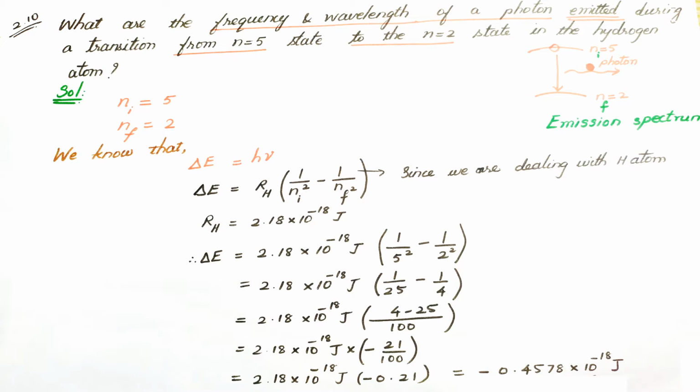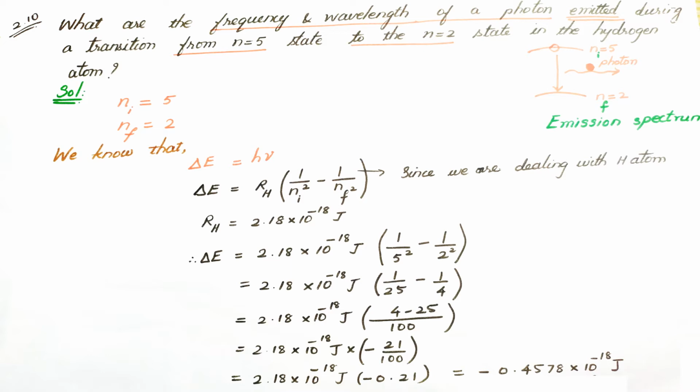What is Ni? It is the number of the orbit in which the electron was present initially. And this is an emission spectrum, so Ni is 5, and Nf, the number of the orbit in which the electron is present finally, is 2. You know the Rydberg's constant, the value is 2.18 into 10 power minus 18 joules. Substituting all these values in the equation for delta E, when you solve this, finally you get an answer of minus 4.578 into 10 power minus 19 joules.